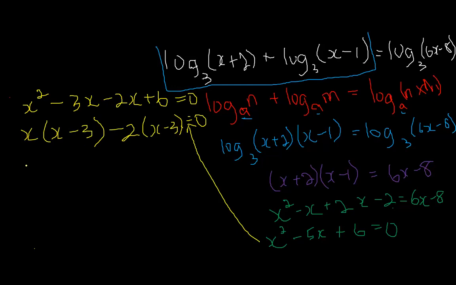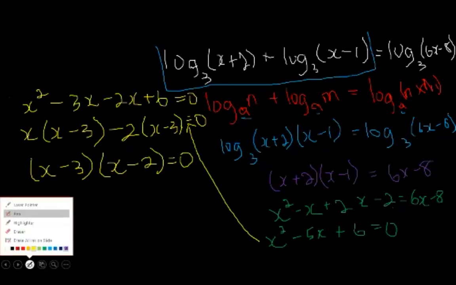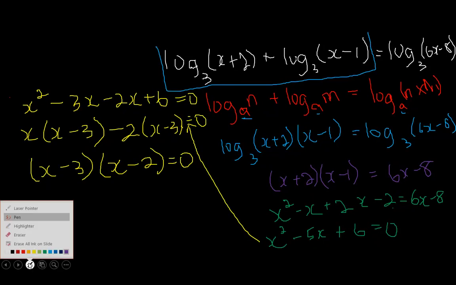What does that mean for me? My factors are x minus 3 and x minus 2. Remember, we did solving by factorization. What you need to do now, when solving by factorization, is to put each factor equal to 0.